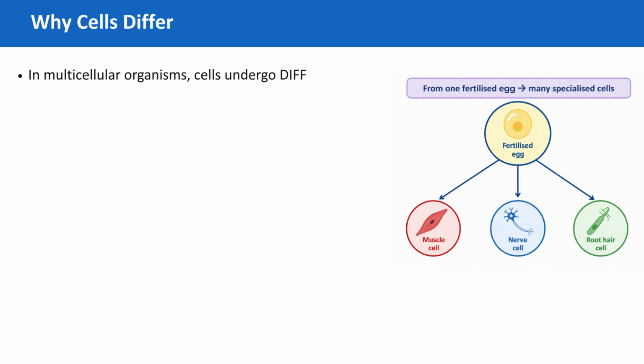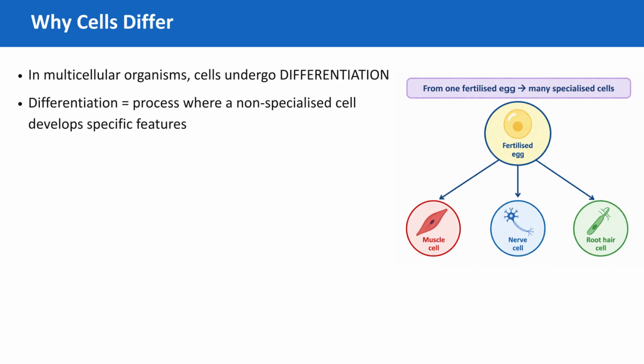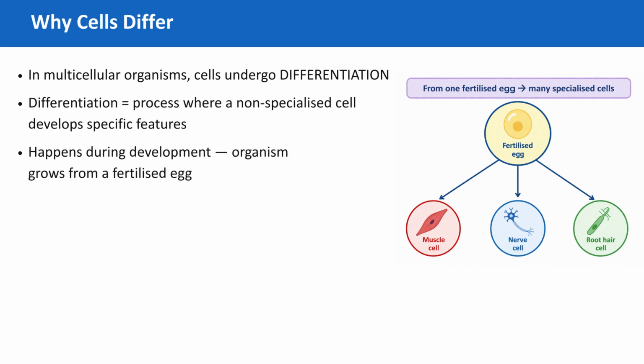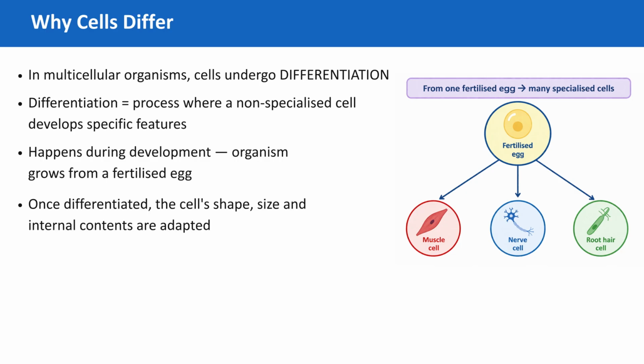In multicellular organisms, cells undergo differentiation. So what is differentiation? It's the process where a non-specialized cell develops specific features. This happens during development as an organism grows from a fertilized egg. When cells are differentiated, their shapes, size, and internal contents are adapted for their role.